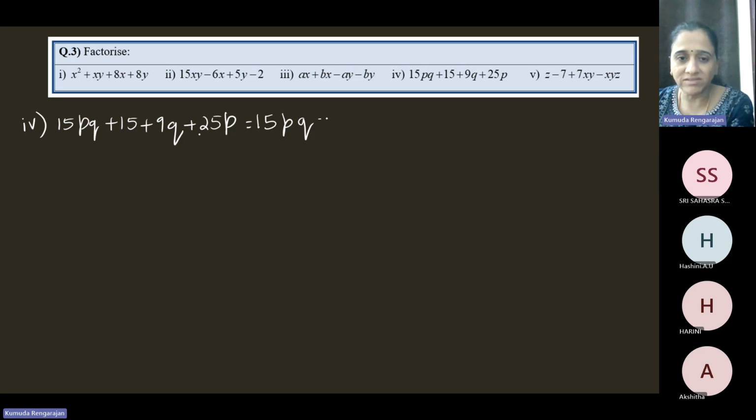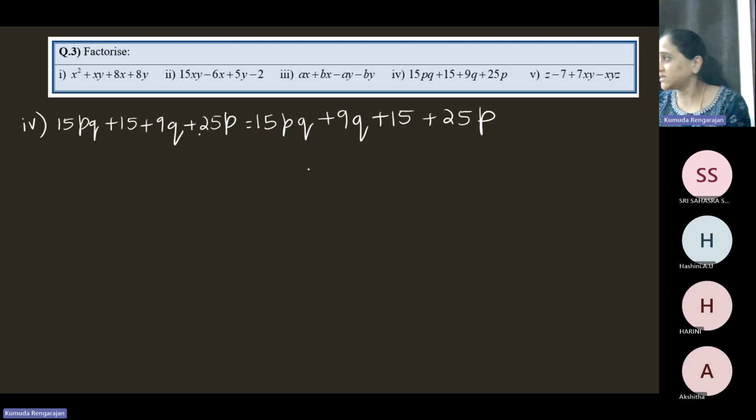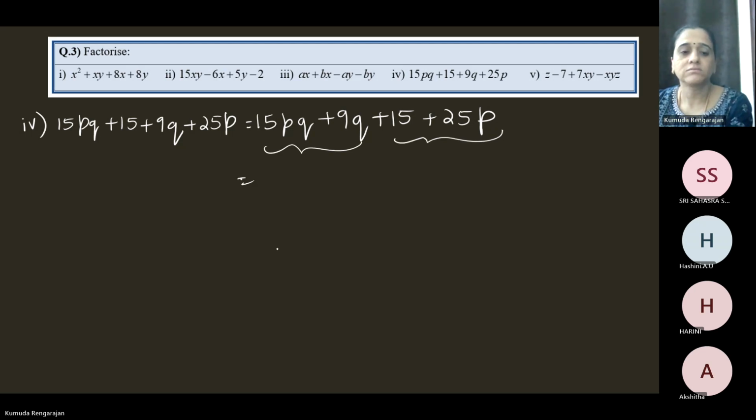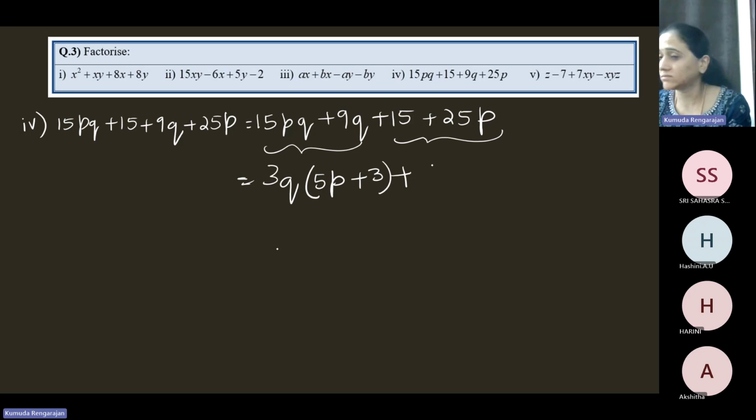15PQ plus 9Q plus 15 plus 25P. So you exchanged the second and third terms: third term in the second position, second term in the third position. Now we'll try to group. What's the HCF? 3Q. 3Q into what is 15PQ? 5P. The sign plus as it is. 5.